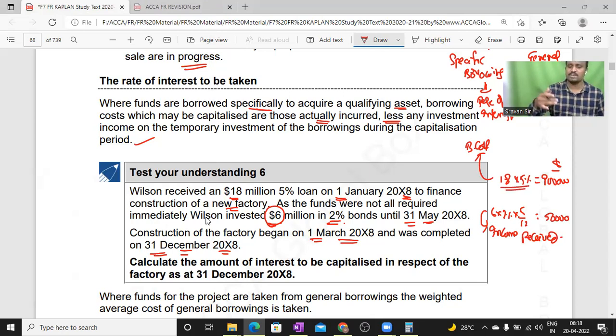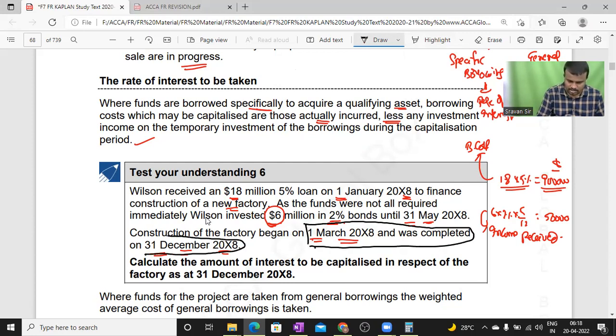What is meant by capitalization? We add the borrowing cost to the cost of the respective asset. Shall we capitalize this whole amount, adding it to the cost of the asset? No. Out of the total 9 lakh we spent, we need to check one thing: how much amount was spent by the party during this period, from 1st March 2008 to 31st December 2008, because the construction starts from 1st March and ends on 31st December. So we need to provide for these months only.